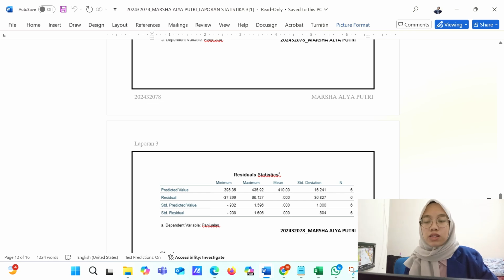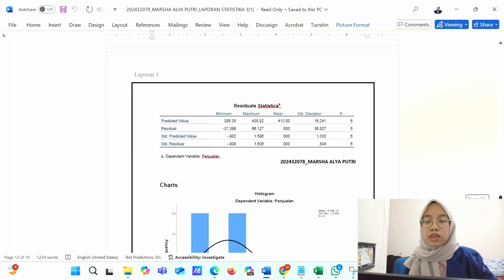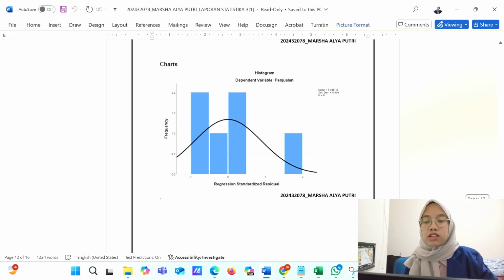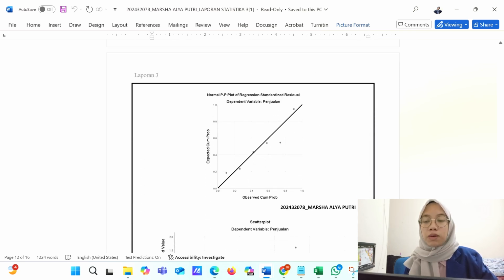And next, we explain about the graphs. The first graph is the histogram of residuals. The shape of the histogram shows the distribution of the residuals of the regression model. The graph is close to normal, but since the amount of data is only 6, it is difficult to conclude normality for sure.